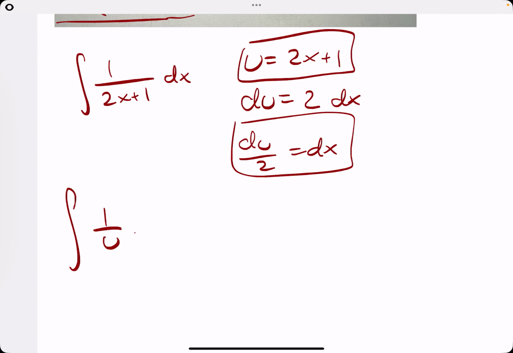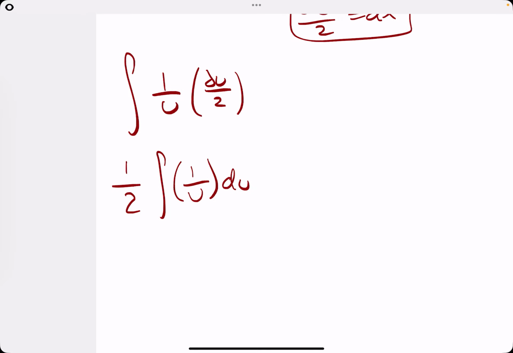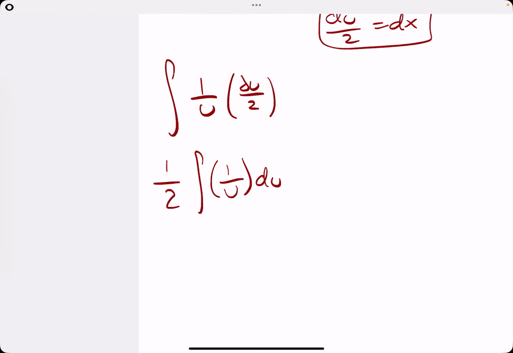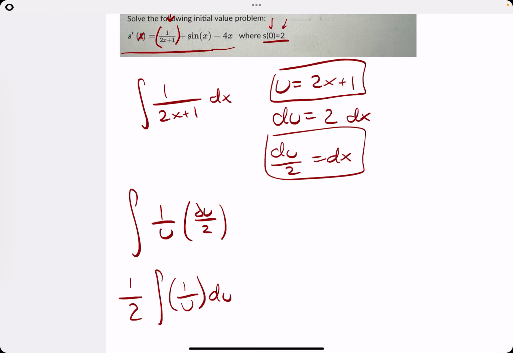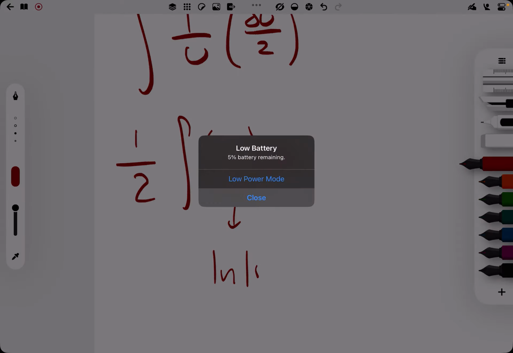Replace or rewrite the integral. We have 1 over u. In place of dx, we have du over 2. We pull out the 2. In other words, pull out the 1/2. We are left with 1 over u du, which we can now more easily integrate now that it's a simpler integral than this, just slightly. So we find the antiderivative of 1 over u. We get ln of u.